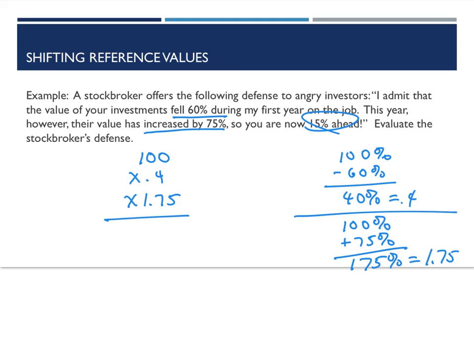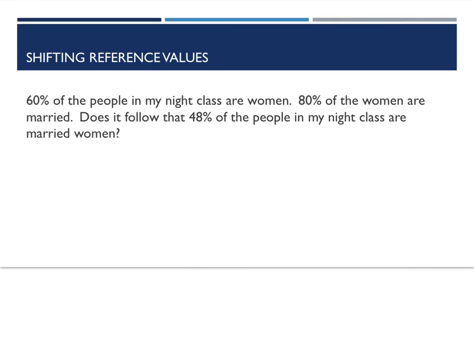What does that leave me with? 70. So I started with 100%, now I'm left with 70%. That means I am 30% behind, not ahead, because he's a bad stockbroker. This is another example of shifting reference values.